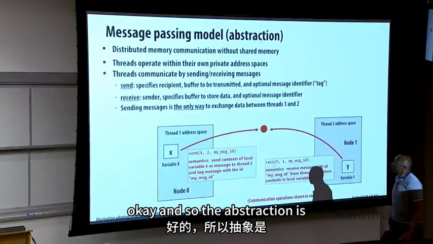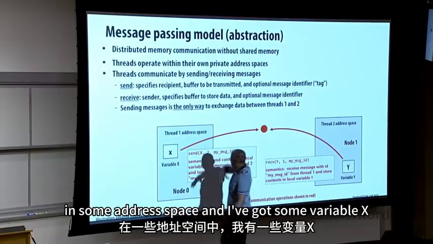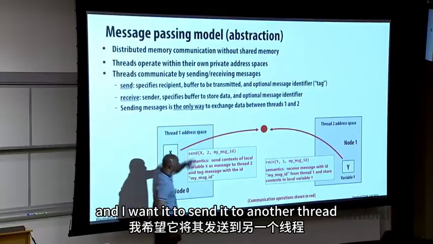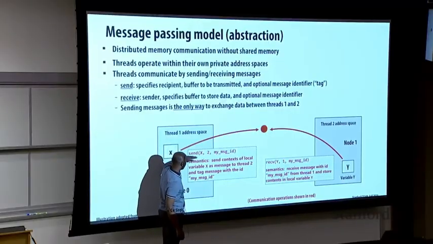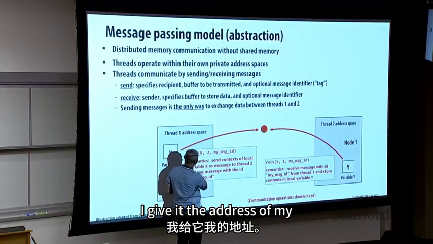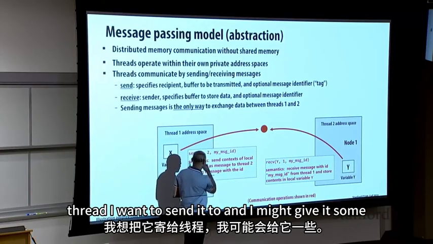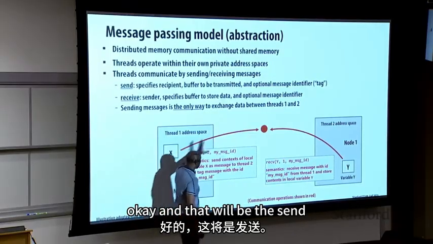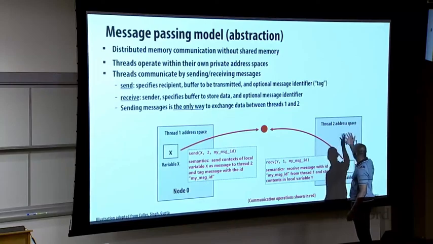to your friend. Okay, and so the abstraction is I'm a thread in some address space, and I've got some variable x that's in my address space, and I want to send it to another thread that doesn't share my address space, and so I issue a send call, and I give it the address of my variable x in my address space. I say which thread I want to send it to, and I might give it some message ID tag. Okay, and that will be the send, and that will go over the network and land at the thread.